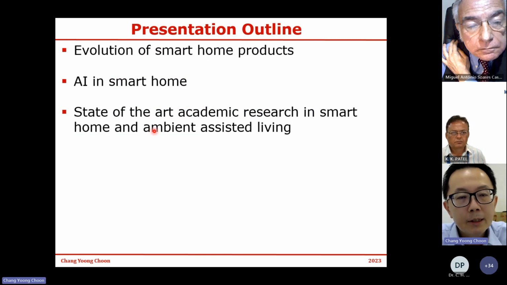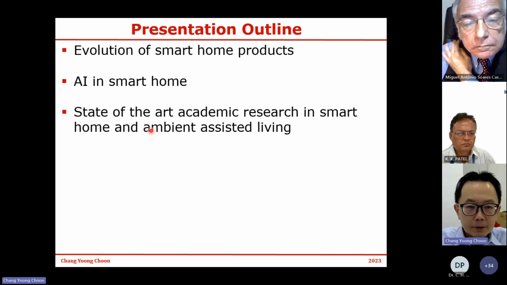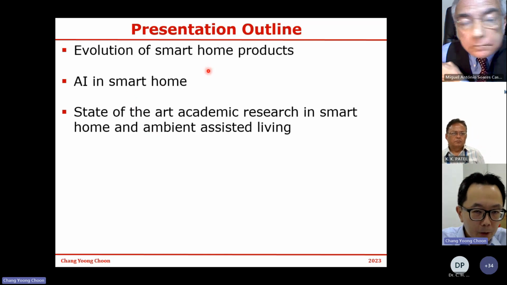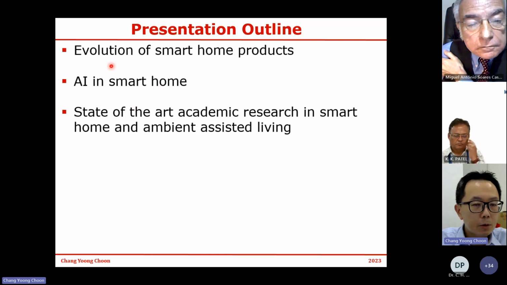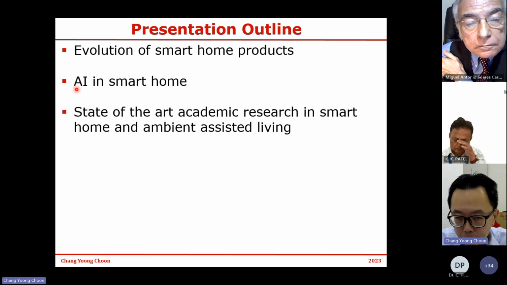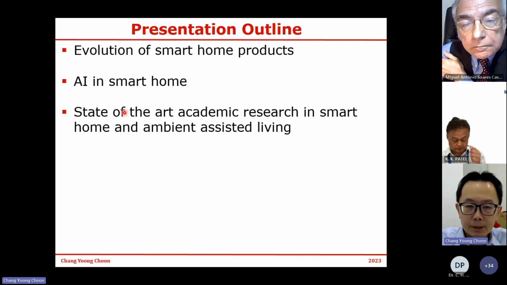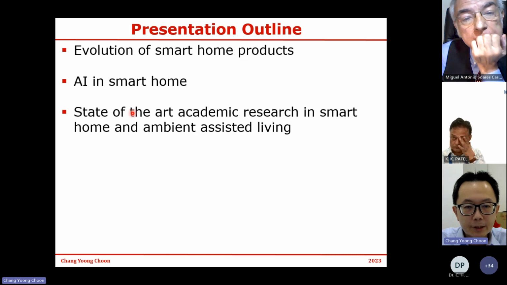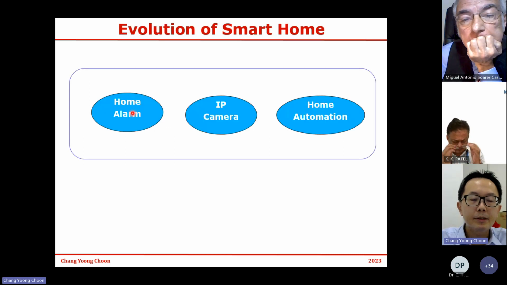For the presentation outline, I will basically talk about the smart home. After that, how we put AI into smart home, and some state of the art research in smart home and ambient assisted living.